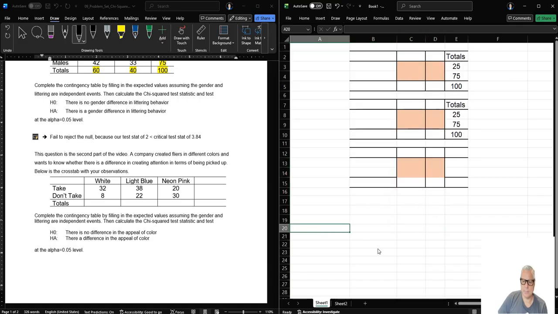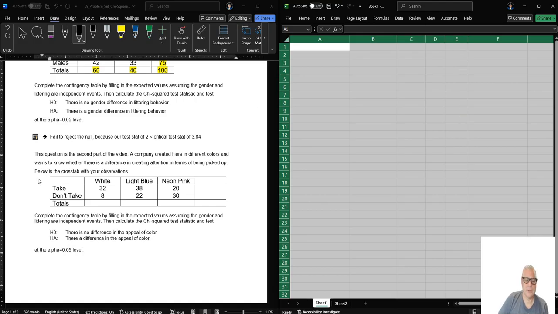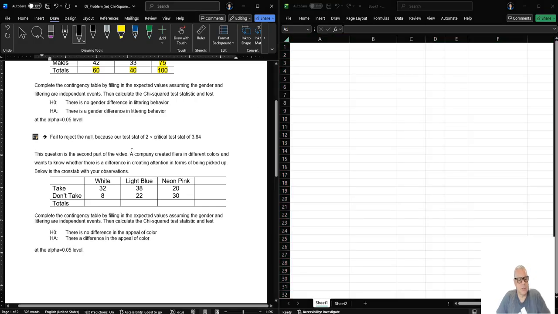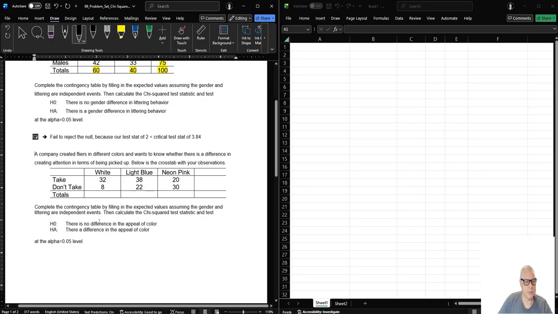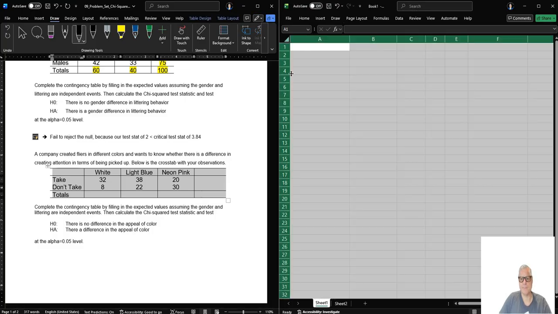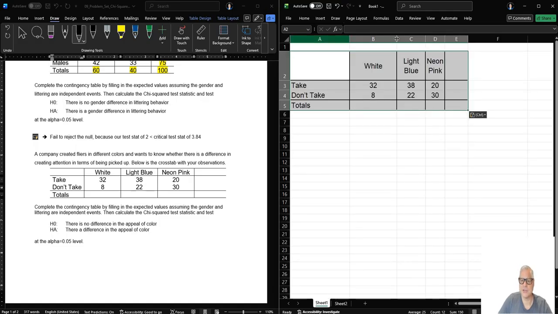And here it says this question is the second part of the video. Yeah, I don't really remember anymore what video that is. But here a company created flyers in different colors and wants to know whether there's a difference in creating attention. So now we have a different scenario where we have more columns, and we can do that a little bit faster now.